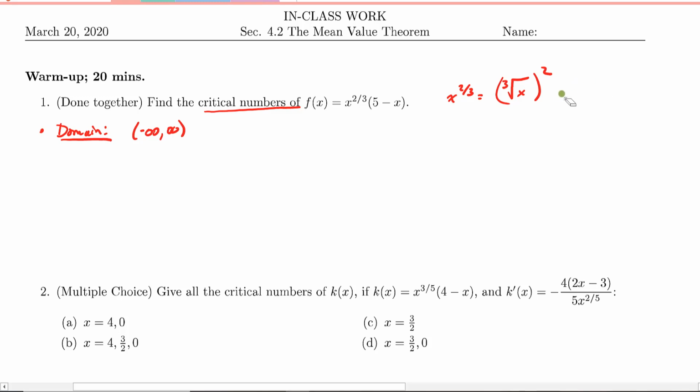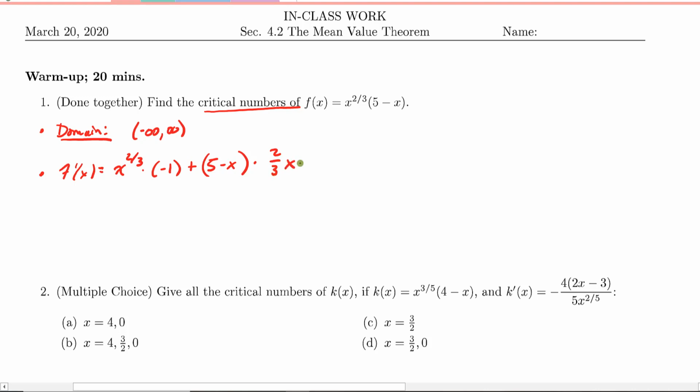Okay, so let's return to our question. So we've identified the domain, and now we're looking for our critical numbers, so let's go ahead and find f prime of x. So we're going to compute the derivative of this. We're going to have to do the product rule, so here's our first, times the derivative of the second factor. Well, the derivative of the second factor, 5 minus x, is -1, plus the second times the derivative of the first factor, which would be 2/3 x, and then I subtract 1 from 2/3, so I get -1/3. So there's the derivative of this function.